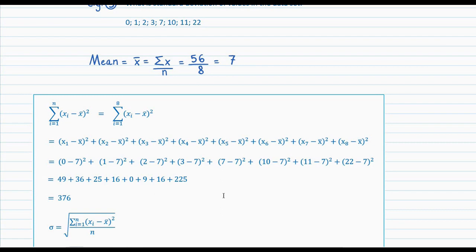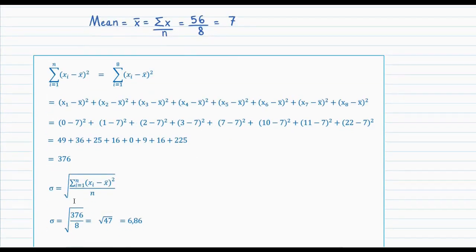And you get these values, all of which add up to 376. And that means we now have this numerator term. So you sub in 376 as a numerator, and you know n is 8. So you find the square root of 376 divided by 8, which simplifies down to the square root of 47, finally giving a value of 6.86. Therefore, the standard deviation is 6.86.